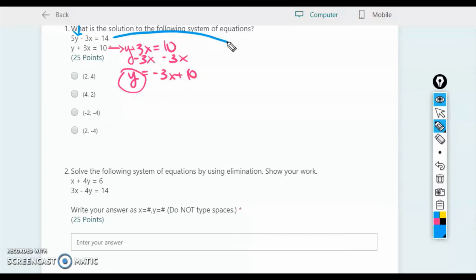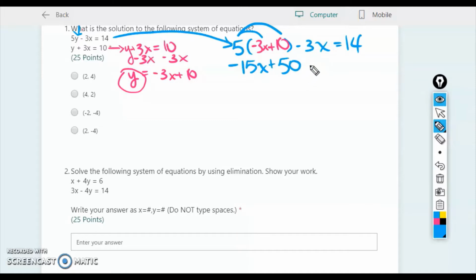So now I'm looking at this one. Instead of the y, I am going to put negative 3x plus 10, because negative 3x plus 10 is the same thing as y. And then I could just solve this one for x. So 5 times negative 3x is negative 15x. 5 times 10 is 50, and it's positive, so plus 50. And then I rewrite the rest of it, minus 3x equals 14.